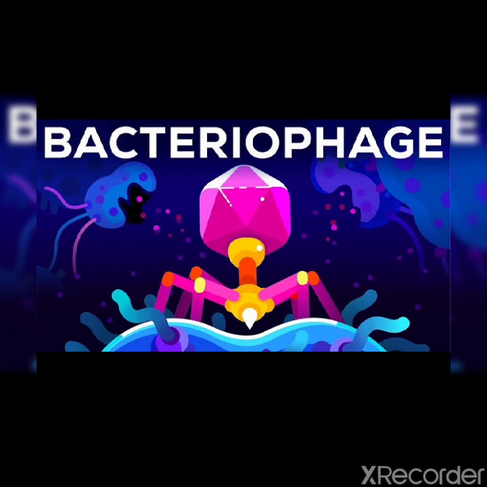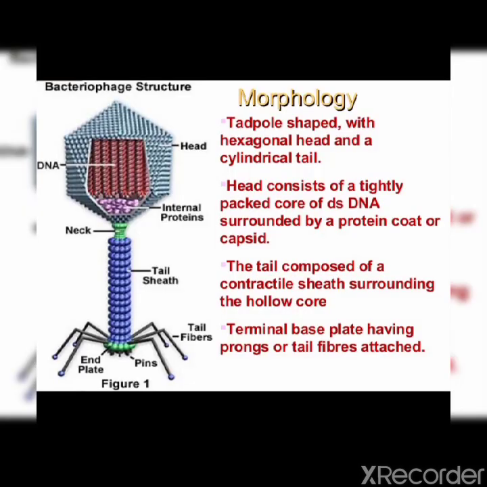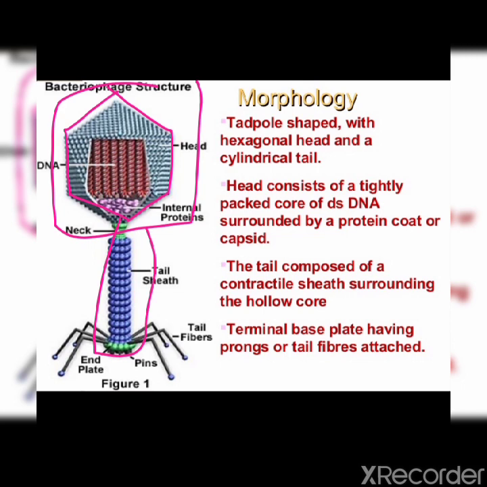Now the next one is bacteriophages. Viruses which infect bacterial cells are known as bacteriophages or simply phages. Bacteriophages were discovered by Edward Twort in 1915 and D'Herelle in 1917 independently while investigating certain types of soil bacteria. Let's see the structure of bacteriophage. You can see in the figure it looks like a tadpole with a hexagonal head. This is the head part. Hexagonal: 1, 2, 3, 4, 5, 6. So a hexagonal head and a cylindrical tail.